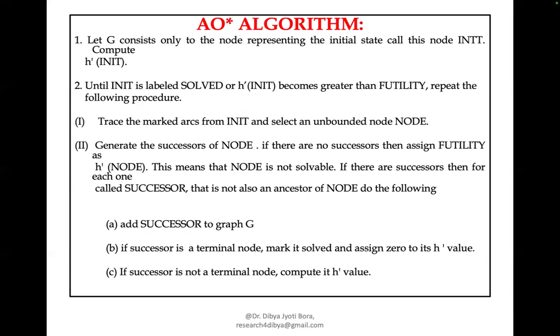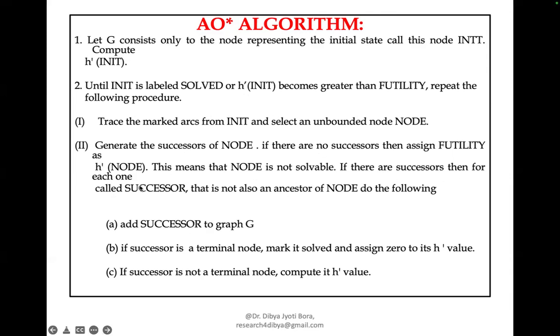Generate the successors of the node. If there are no successors, then we have to assign futility. Futility मतलब एक ऐसा state, उसके बाद हमें नहीं जाना है. फ्यूटिलिटी मतलब हम पीक पर पहुंच गए, या तो उसके सक्सेसर जनरेट नहीं कर सकते, या तो उसका वैल्यू ऐसा है जो हम अवॉइड करेंगे. ठीक है, assign futility to this node. This means that the node is not solvable.